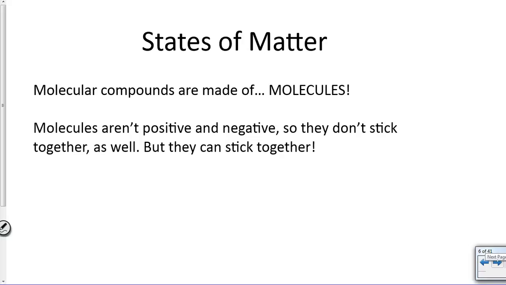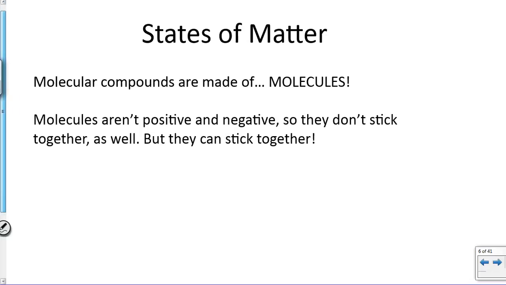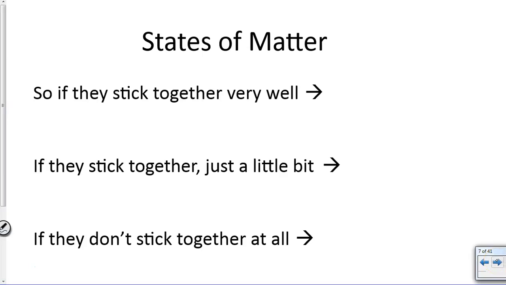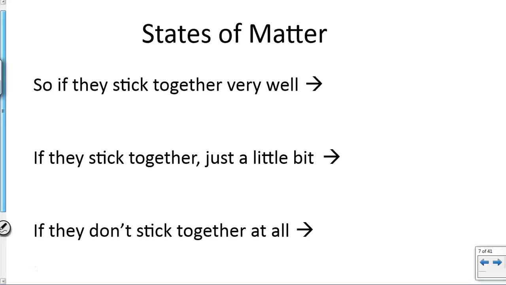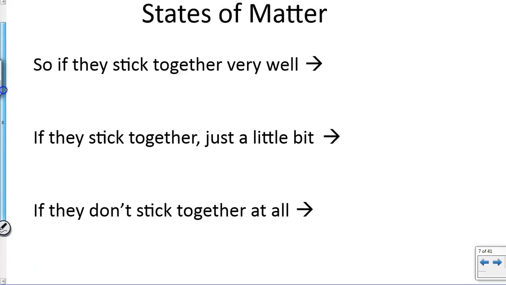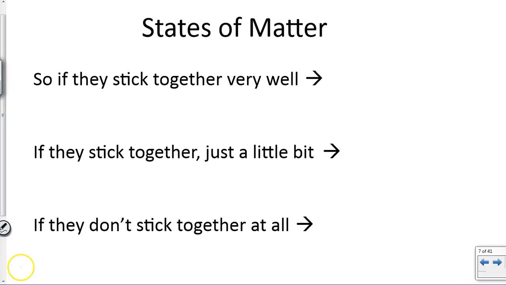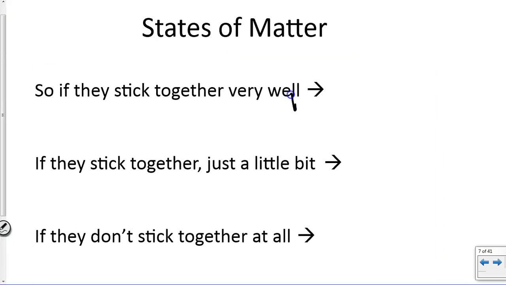Molecular compounds are made of molecules. Molecules aren't positive or negative. They don't stick together as well, but they can stick together. So, if they stick together very well, okay, what we end up seeing, if Mr. McLeod will be nice enough to draw this, so if they stick together really well, we end up seeing a solid form. Whoa, Mr. McLeod, what are you talking about? Like ionics, this will be solid.